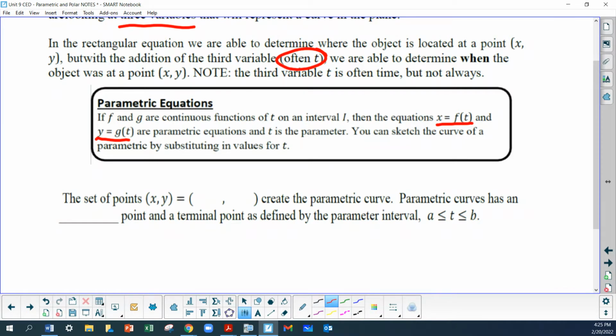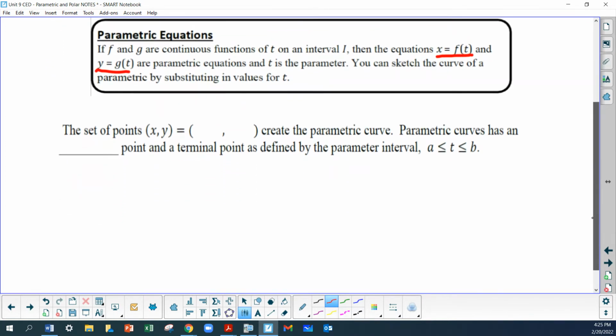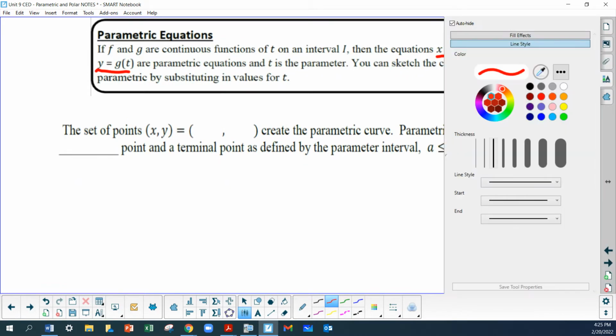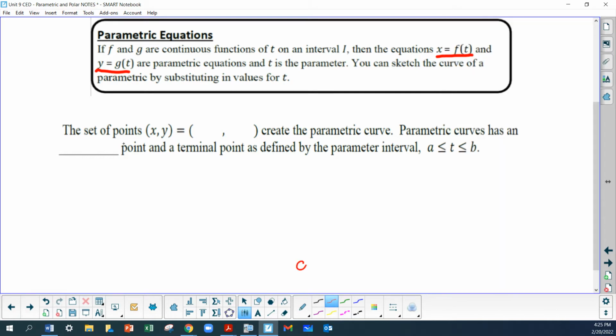You can sketch a curve of a parametric equation simply by substituting the value of t into them, the common variable between them. So the set of points x, y also could be thought of as f of t, g of t, or at least what I'm trying to do is identify that there's two different functions, one pertaining to x and one function devoted to y, creating this parametric curve.